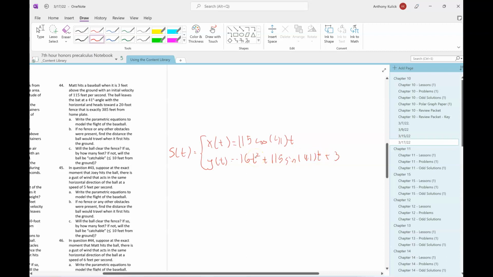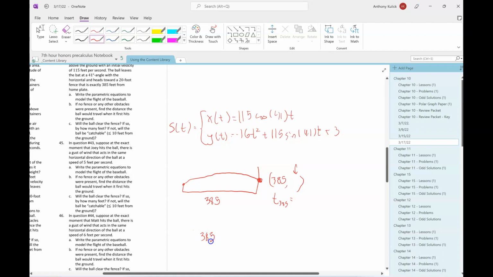Okay. So the idea here, if I draw a little picture of what's going on, so here we have the ball at the initial 3 feet off the ground. We hit it. It's going to go over here. And we're concerned about this point, right? Specifically the y coordinate at this point, which will tell us how high that ball is. So I know we've gone 385 feet to the fence. So the x coordinate is 385 there. So I need to find the value for t when the x is 385.